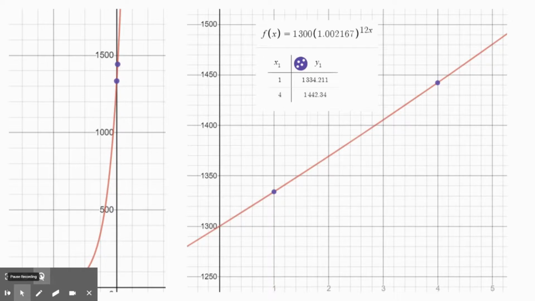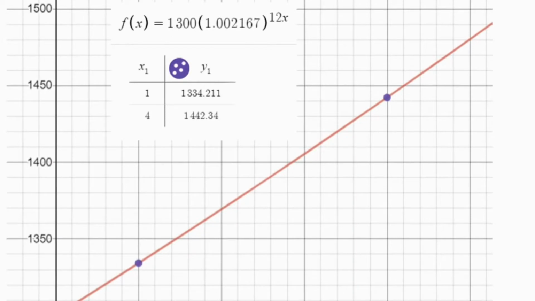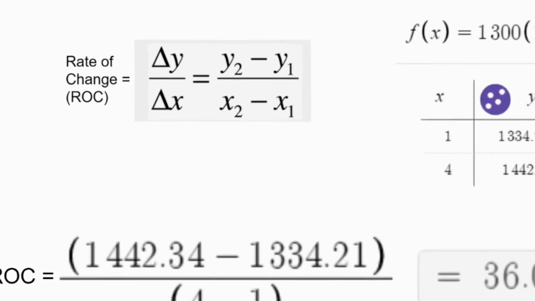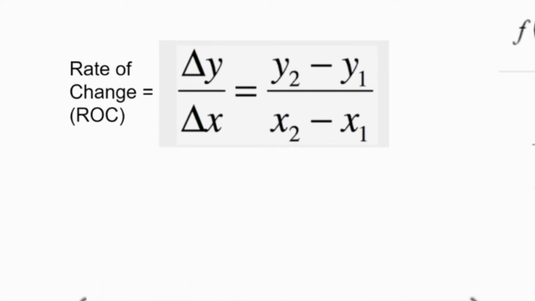Using Desmos, I've graphed the function, and as you can see, it's definitely exponential, but when you zoom in on just the domain interval of x values between 1 and 4, it almost looks like it's a linear equation, but it's not. We will be using that rate of change formula to get our rate of change here.